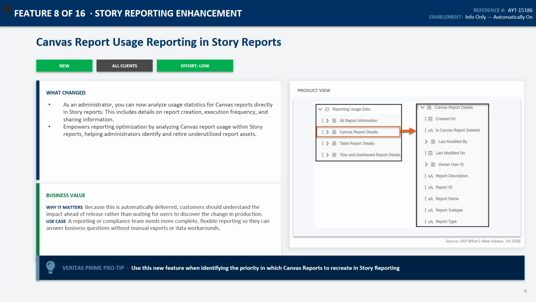This new feature is an update to story reporting, and it's going to be the ability to now report directly on Canvas report usage. So now you'll be able to create a report that tells you which Canvas reports are being heavily utilized versus underutilized or maybe not used at all. We recommend using this new feature to report on which Canvas reports perhaps need to be converted over to story reporting first and begin sort of a prioritization list to start converting those.